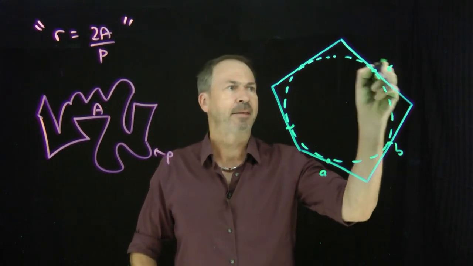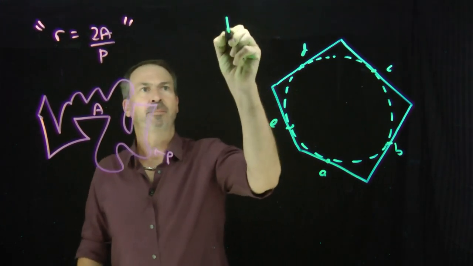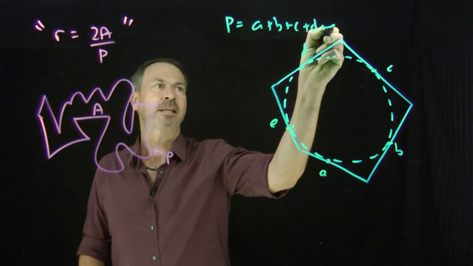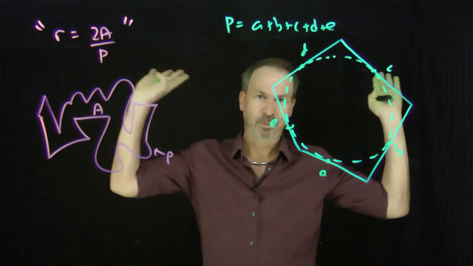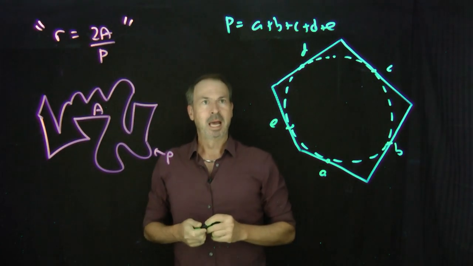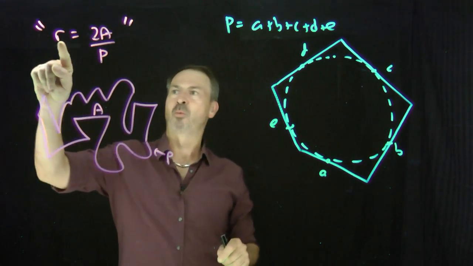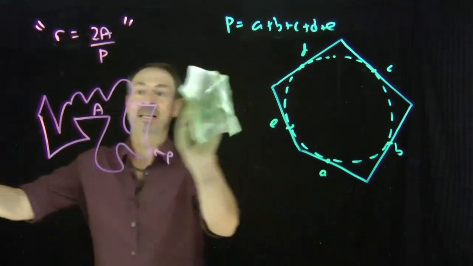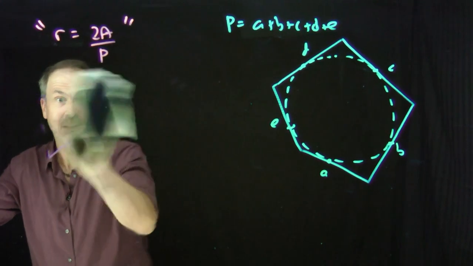Length A, length B, length C, length D, length E. So the perimeter is actually, in this case, A plus B plus C plus D plus E. I've drawn five sides, but any number of sides would be fine. What I'm about to do is see if I can make sense of what this R value is for that shape. Now, you probably guess it's the radius of that circle, but let's be really clear on that. Is it really the radius of that circle?